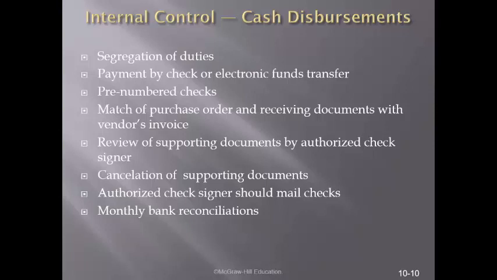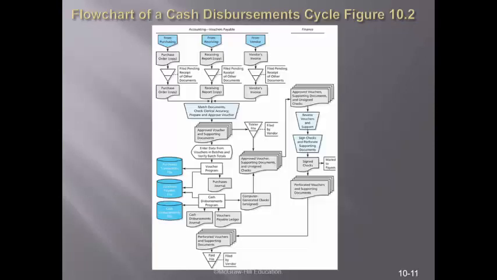Purchase orders, receiving documents, and invoices should be matched to show that only valid invoices for authorized items actually received were paid. All documents should then be canceled to prevent paying the invoice twice. The authorized check should be signed and mailed by the signer of the checks. Monthly bank reconciliations should be prepared by someone who does not have custody of cash.